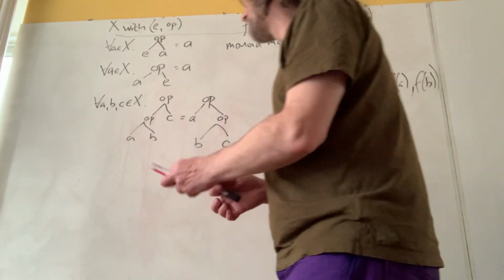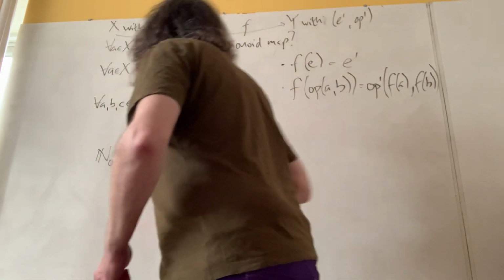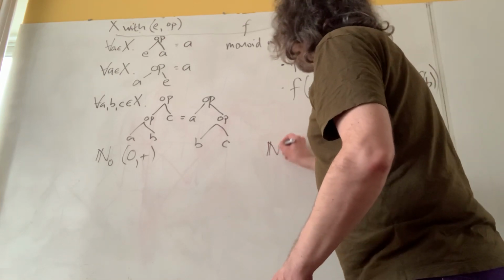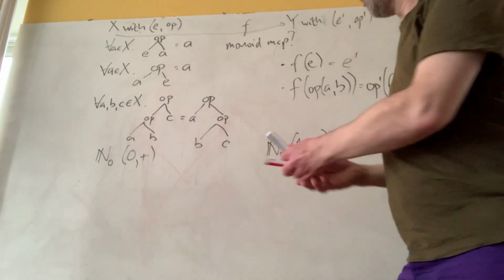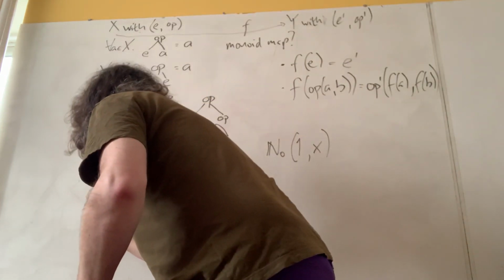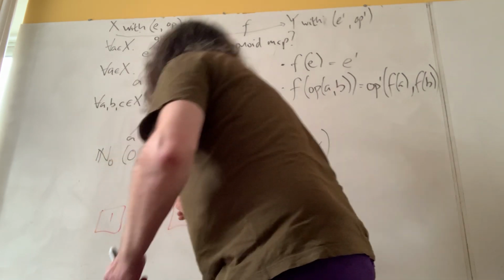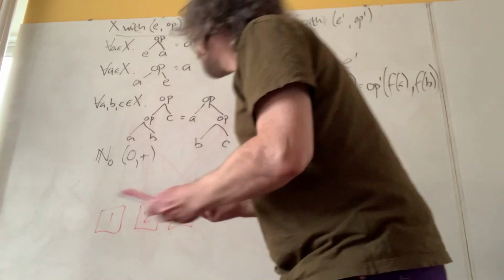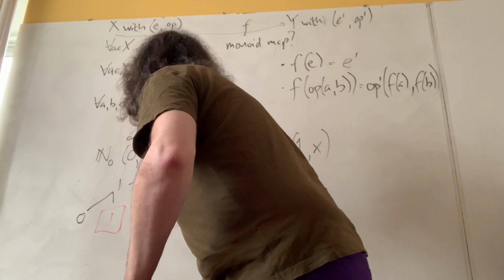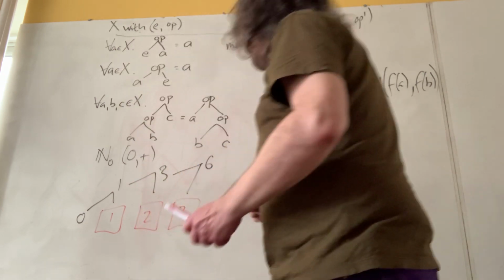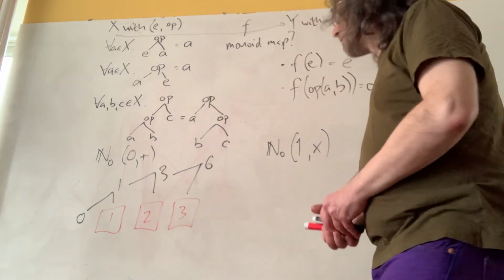Let's have an example. Let's start in natural numbers with zero and plus, and let's target natural numbers with one and times. So here's a calculation. I have my numbers 1, 2, 3. And remember, only the sequence matters. I'll add them up like this. I'll start with 0, combine with 1 to get 1, combine that with 2 to get 3, combine that with 3 to get 6. Now, consider the function 2 to the power.